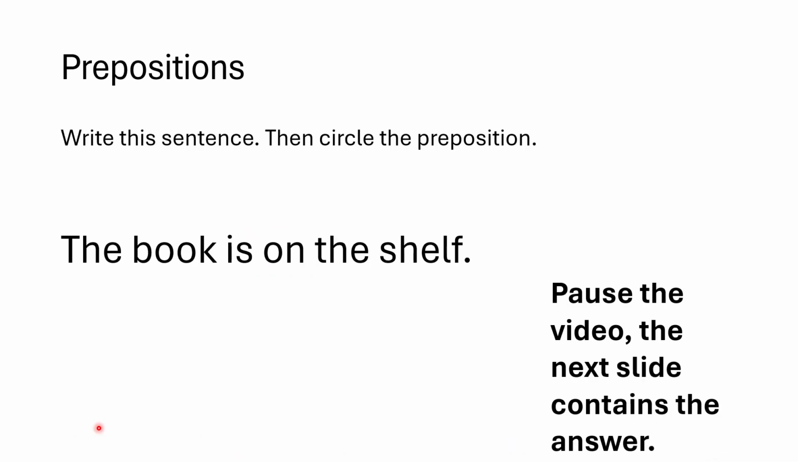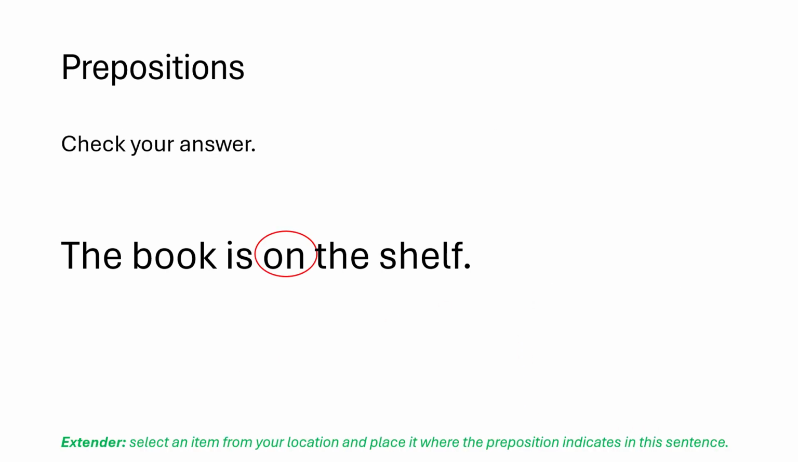Write this sentence, then circle the preposition. The book is on the shelf. Pause the video. The next slide contains the answer. Check your answer. The book is on the shelf. The preposition is on.